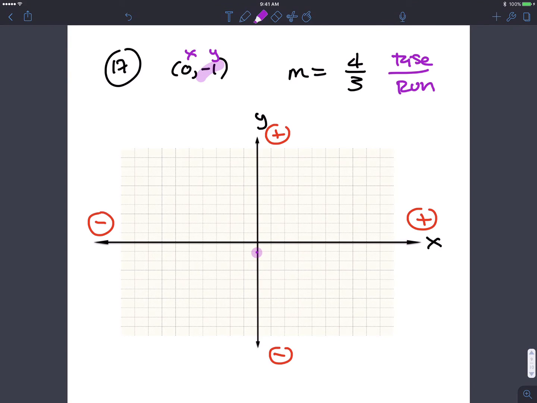We're now going to use our slope of 4, 3. They're both positive, so that means from this y-intercept, I go up 4 units. 1, 2, 3, 4, and to the right 3 units. 1, 2, and 3. This is the location of my second point. Let's draw our line. Here's the line.